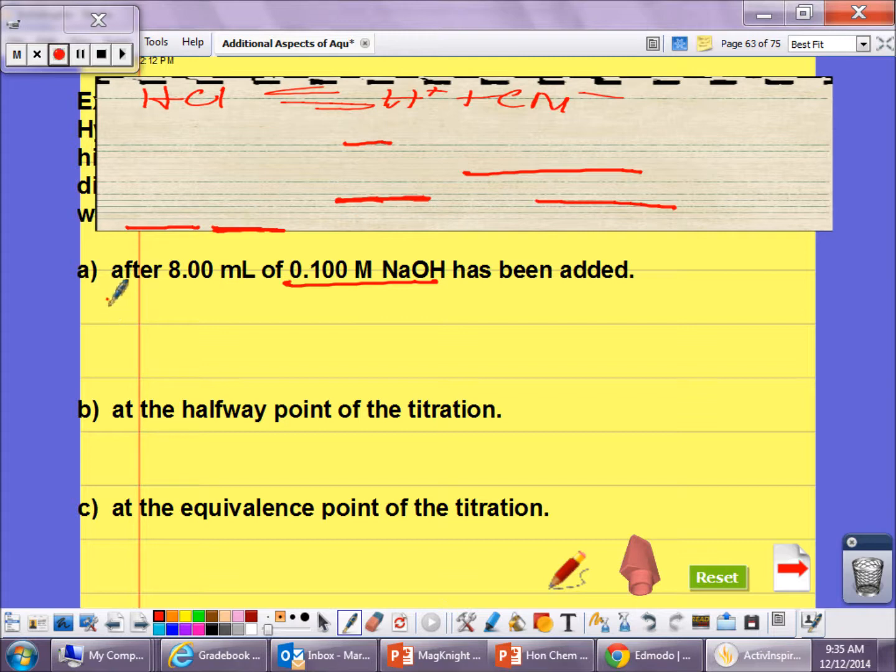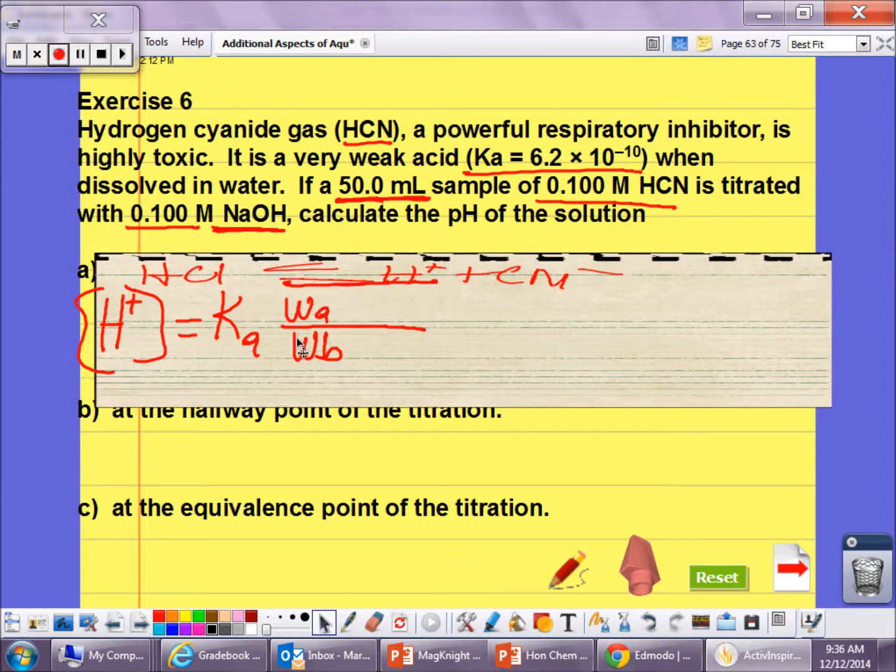The buffer formula you have learned is what? Concentration of H plus, that's the one and only one I ask you to use, equals Ka times the concentration of the weak acid over the concentration of the weak base. But remember, we don't have any weak base yet. The concentration of the weak acid is 0.1, even though I don't see it yet, but I know it's somewhere.